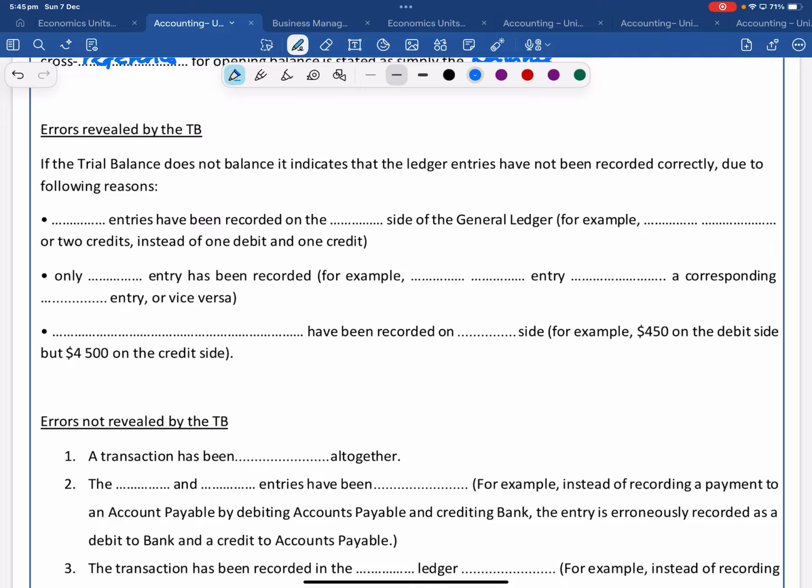There is one lesson called correction of errors, in chapter number 7 in the Cambridge textbook. We are doing it. Questions, errors not revealed by the trial balance. That means we are going to correct them. When somebody has messed it up, we are going to correct it. Okay? Shall we write the note?